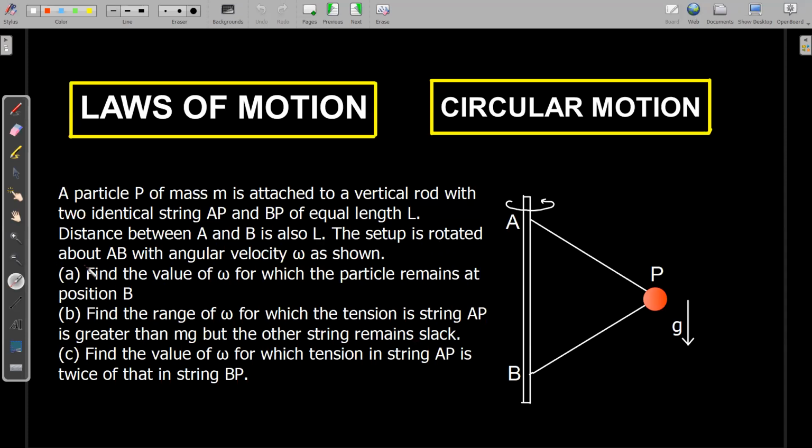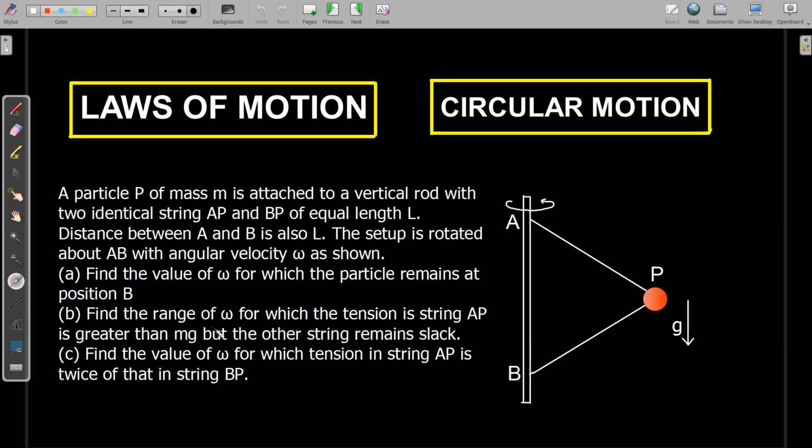The setup is rotated about AB with an angular velocity omega as shown, and gravity is acting vertically downwards. So first we need to find the value of omega for which the particle remains at position B. So this particle P will remain at this lowest position B.